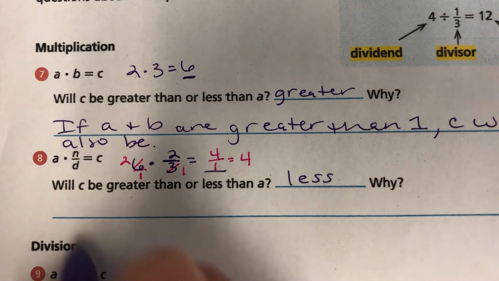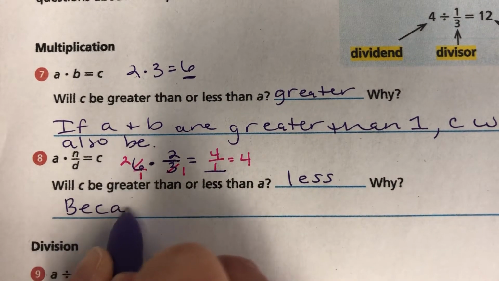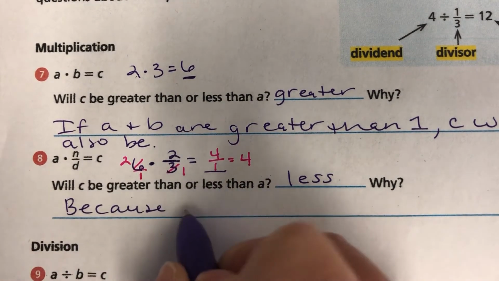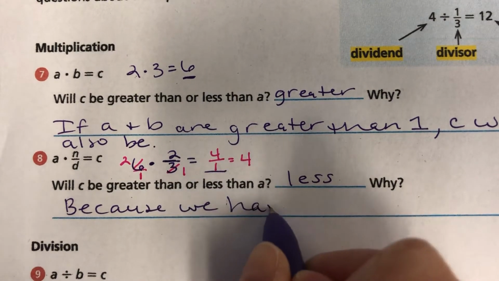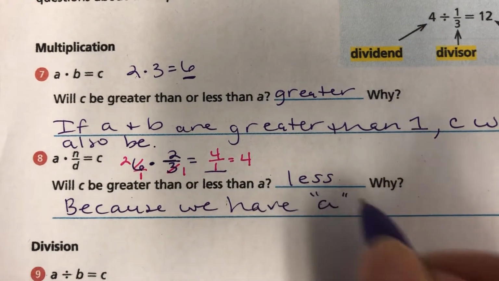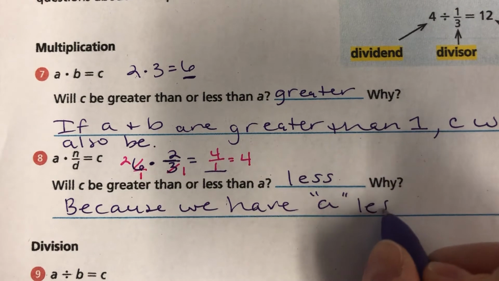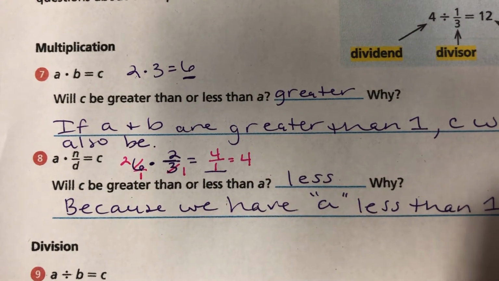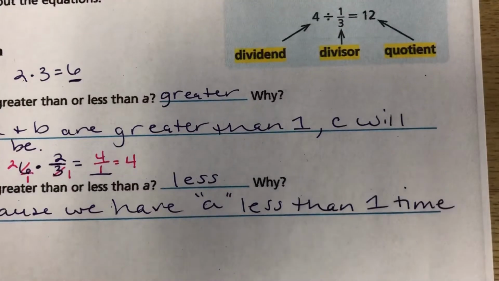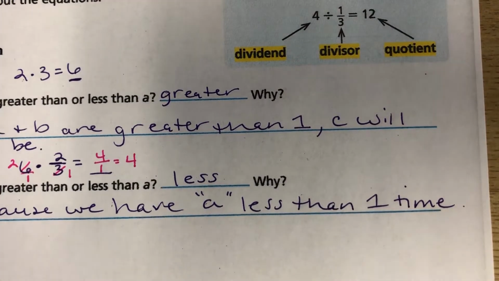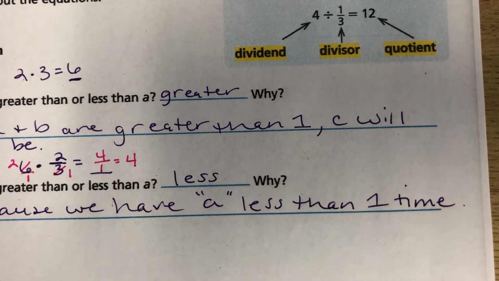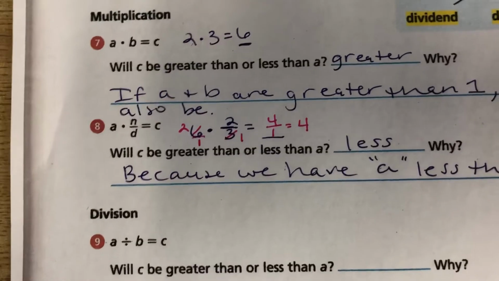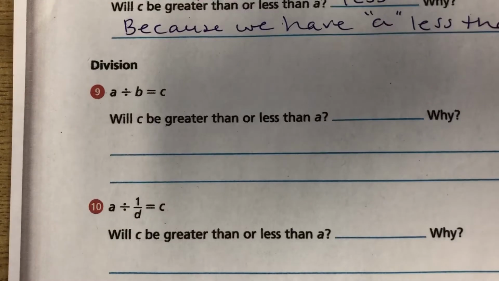So we can say, because we have A less than one time. And if you don't even have it one whole time, of course you're going to get something less than what you start with. Okay, now we're going to look at some division.